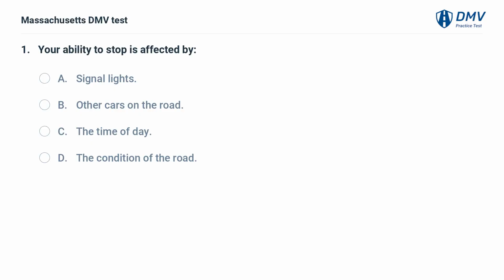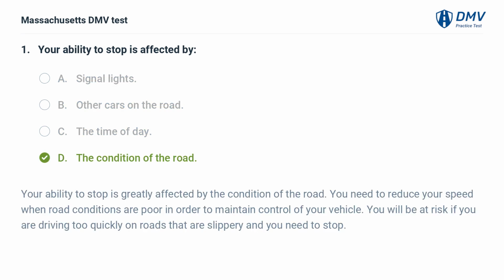Your ability to stop is affected by A. Signal lights. B. Other cars on the road. C. The time of day. D. The condition of the road. Your ability to stop is greatly affected by the condition of the road.